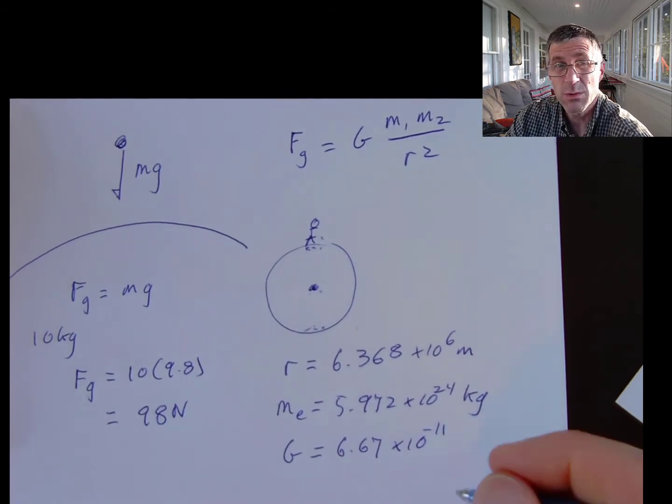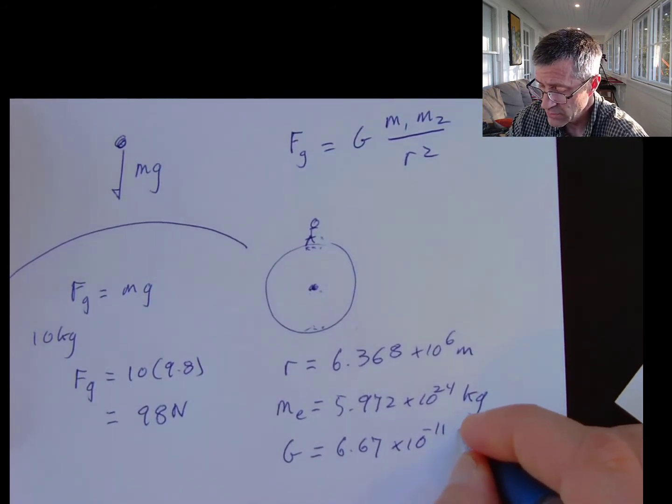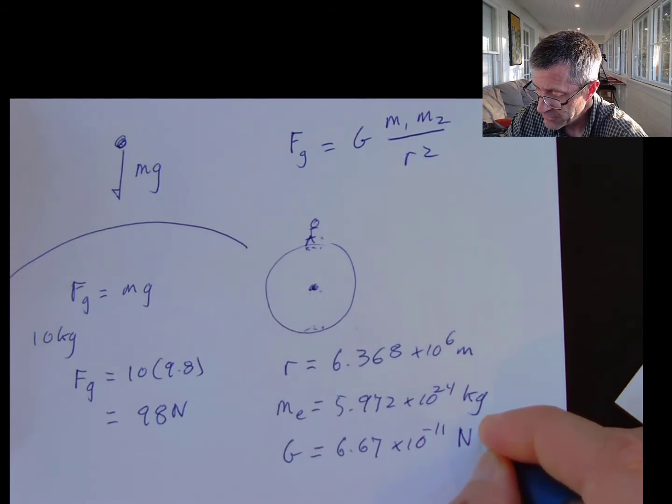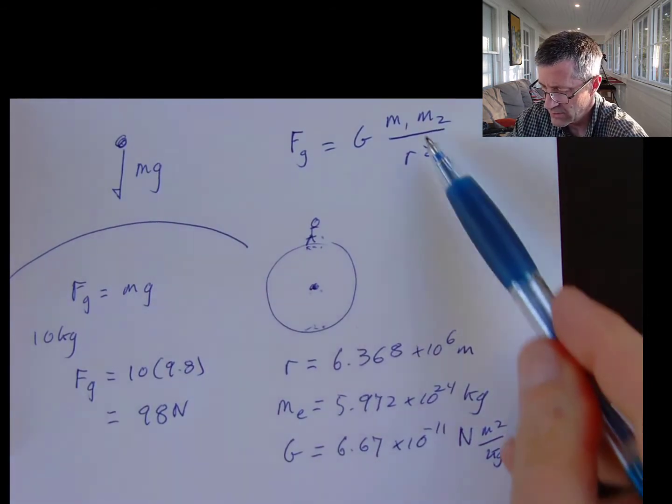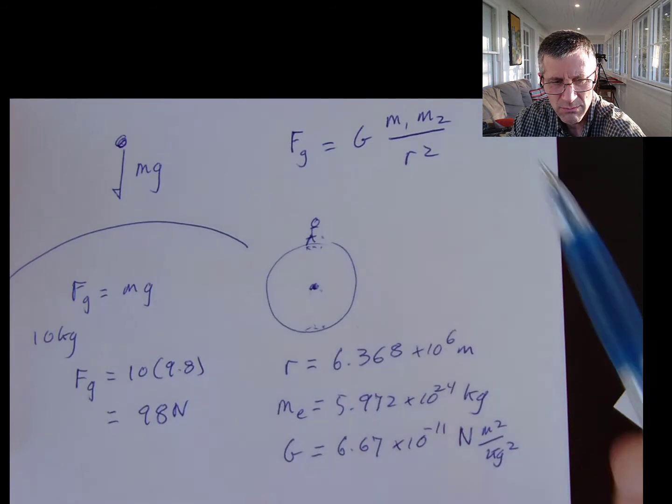And to make this work, we're going to give it some units, which are newtons meters squared per kilogram squared. It just makes it work out, so I end up with force in newtons, right? Convince yourself that makes sense. My kilograms have to cancel and my meters have to cancel.